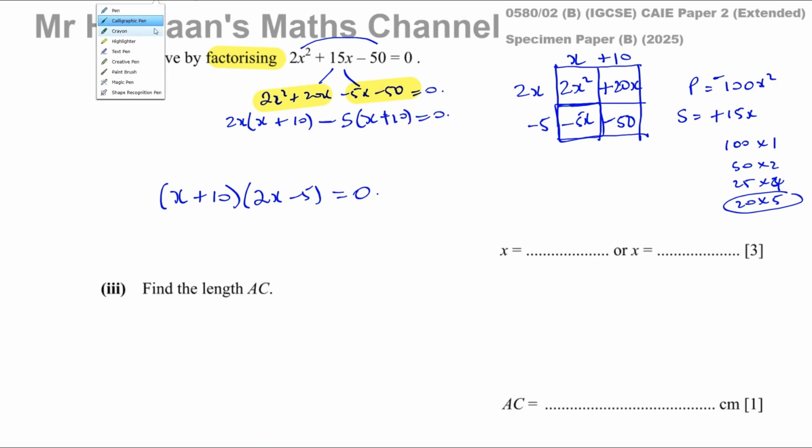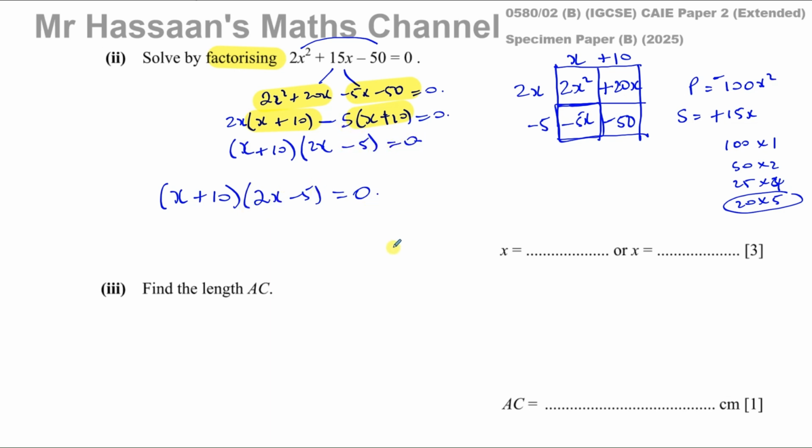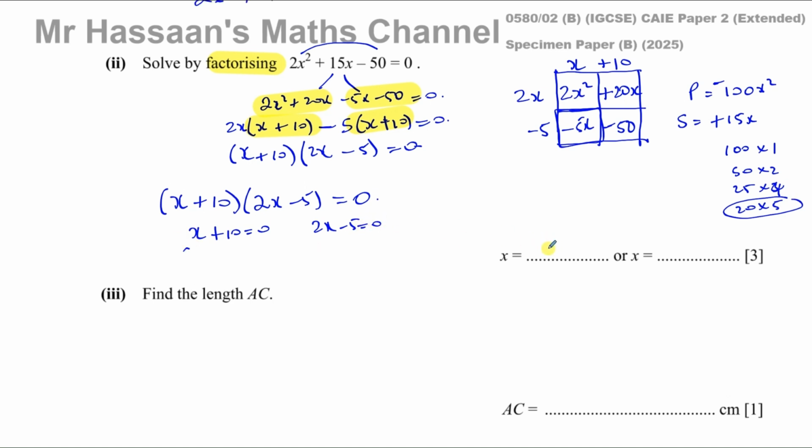We notice now we have a common factor of x plus 10 in both of these terms. So we can write the common factor as x plus 10. And then x plus 10 times 2x gives us this term, and x plus 10 times minus 5 gives us that term. So we got the same answer, of course. That means either x plus 10 is 0 or 2x minus 5 is 0, so x equals negative 10 and 2x equals 5, so x equals 5 over 2. So x equals negative 10 or 5 over 2.